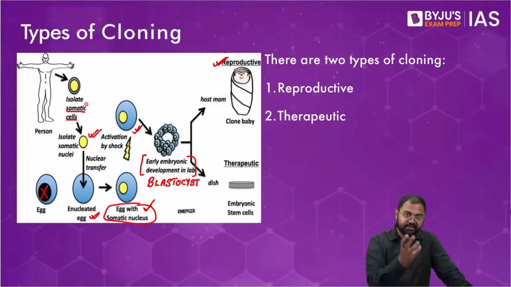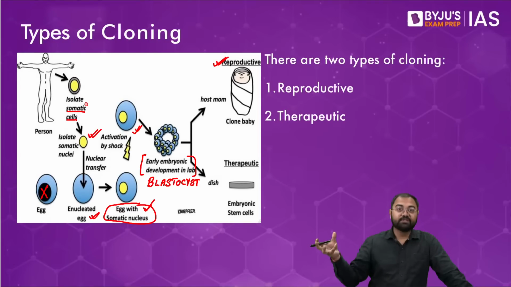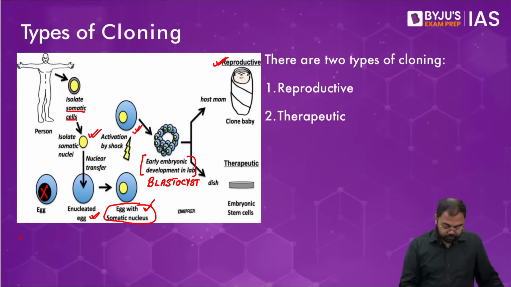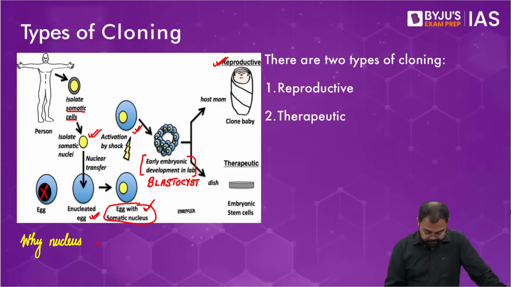So this is basically what we are doing. First we'll take the somatic cell. From the somatic cell, we take away the nucleus. Why isolate the nucleus? Because the nucleus has all the specific properties. I'm just writing it here so that it will help in your revision. Nucleus replacement done.